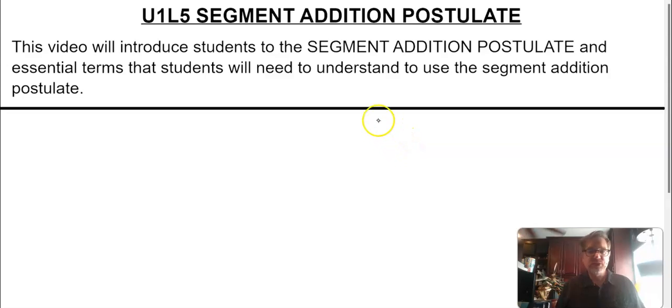Alright, hey there everybody. Let's go ahead and talk about the segment addition postulate, what that is and how we are going to use it.